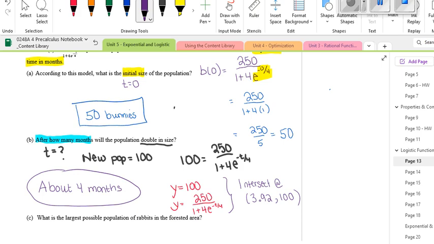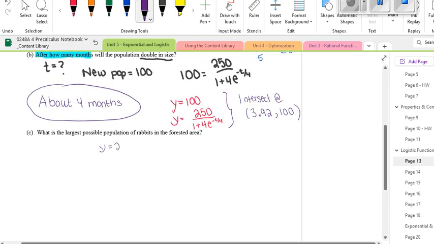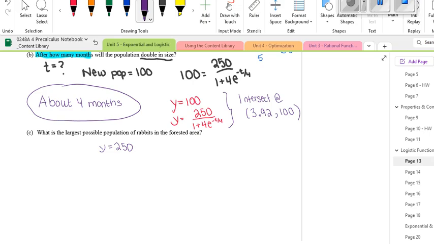All right, and then to wrap this question up, Part C wants to know the largest possible population of rabbits. Well, again, we have that horizontal asymptote at y equals 250, so we know that our population will approach but never quite reach 250. So the largest possible population will be one less than that, or 249 rabbits.